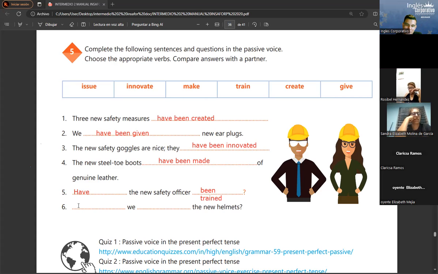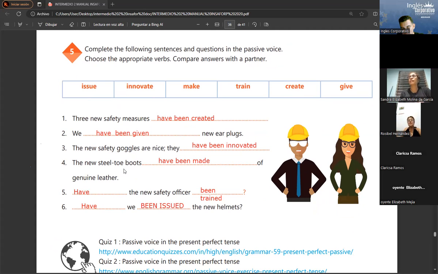Oh, okay, no. And eventually number six. No, but está bien. Have been issued. After a letter, have. We have issued with B. Okay, there you have the examples. ¿Ya tomaron nota? ¿Puedo continuar? Yes. Sí, teacher. Excellent.